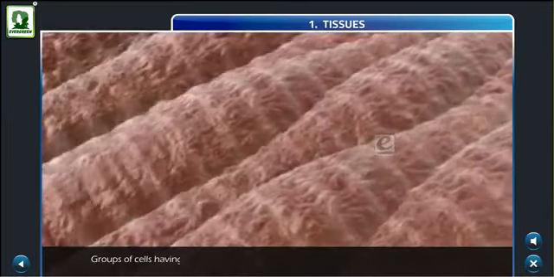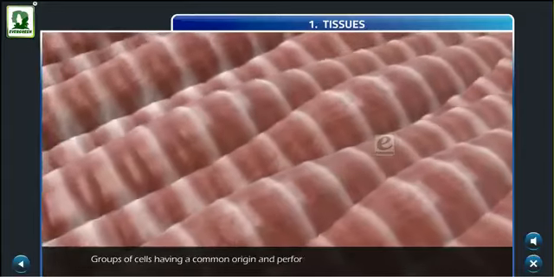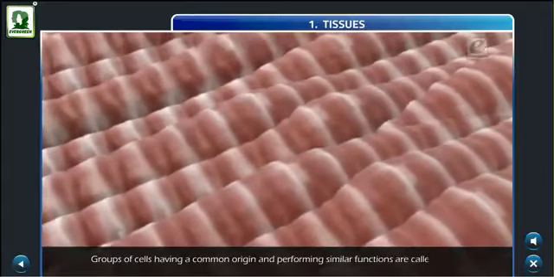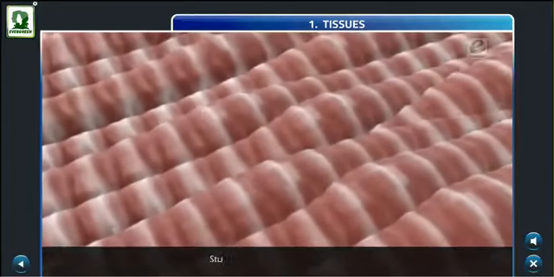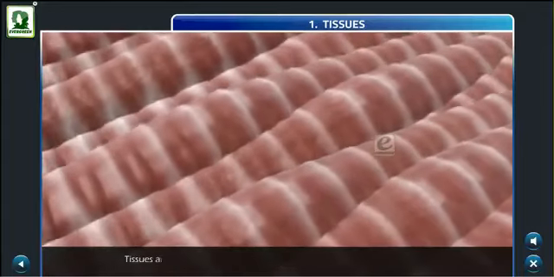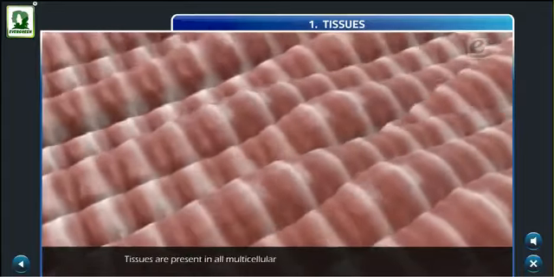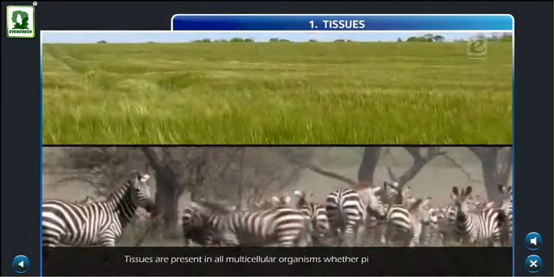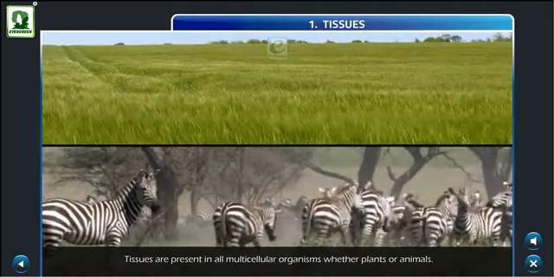Groups of cells having a common origin and performing similar functions are called tissues. Study of tissues is called histology. Tissues are present in all multicellular organisms, whether plants or animals.